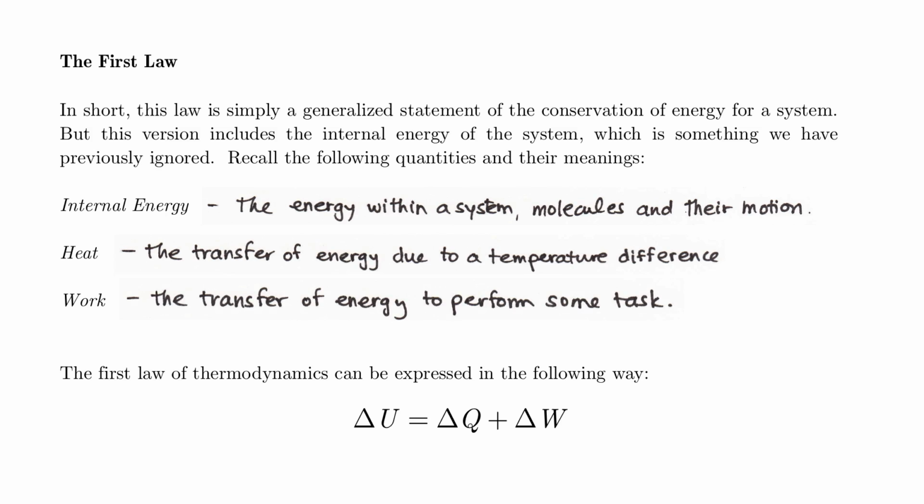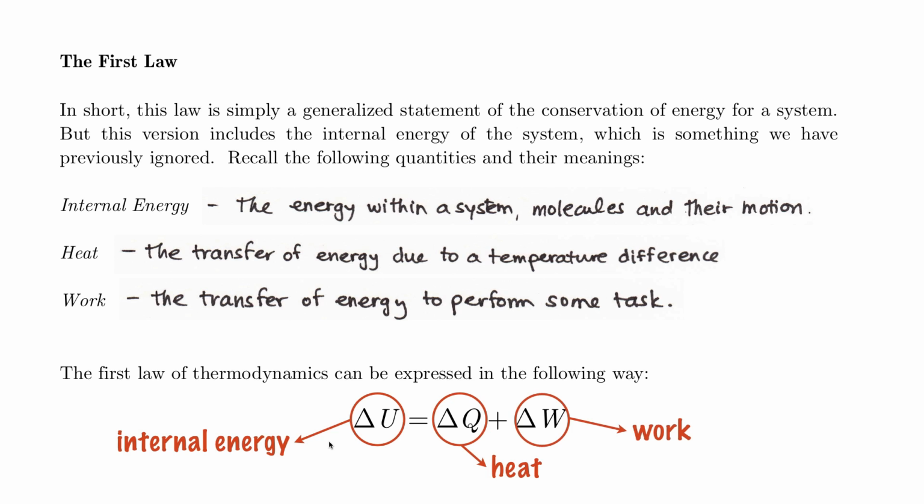This is the transfer of energy to perform some useful task. So combining these three things right here, we can write the first law of thermodynamics in the following way. The change in internal energy is equal to the change in heat energy plus the change in work. Okay, so the internal energy of our system is affected by the heat that either flows into or out of our system and the work that the system does or is done to.